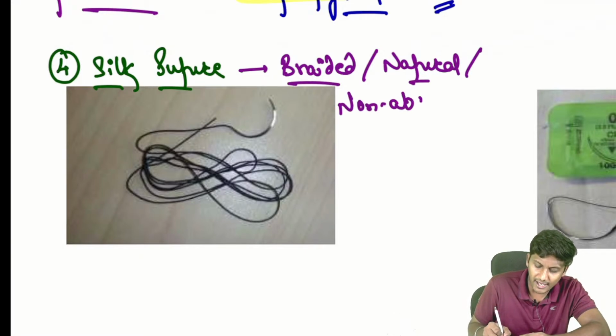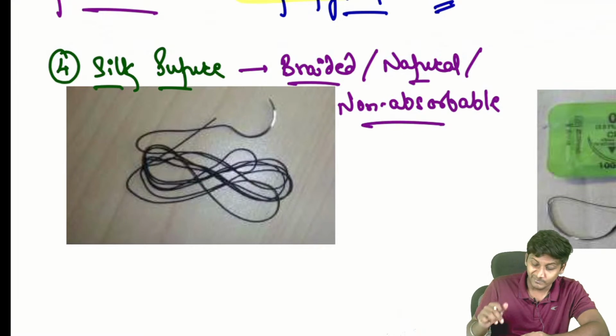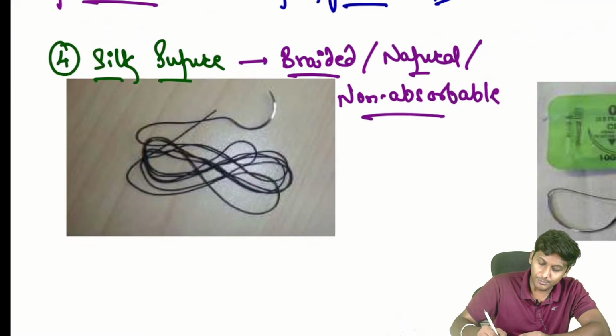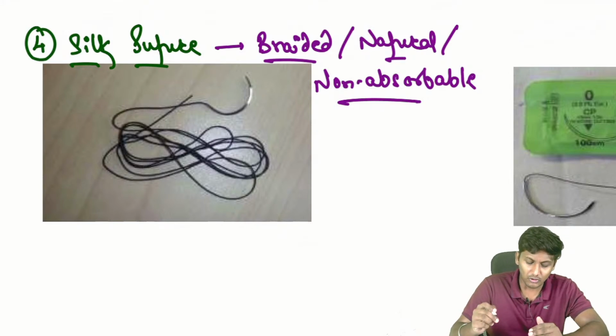Yes, we have to remove it. It will not get absorbed on its own. It is a non-absorbable suture. No issues with this, anybody? That's the important thing you have to remember. No problem with this. Important, please remember, braided, natural and non-absorbable suture.